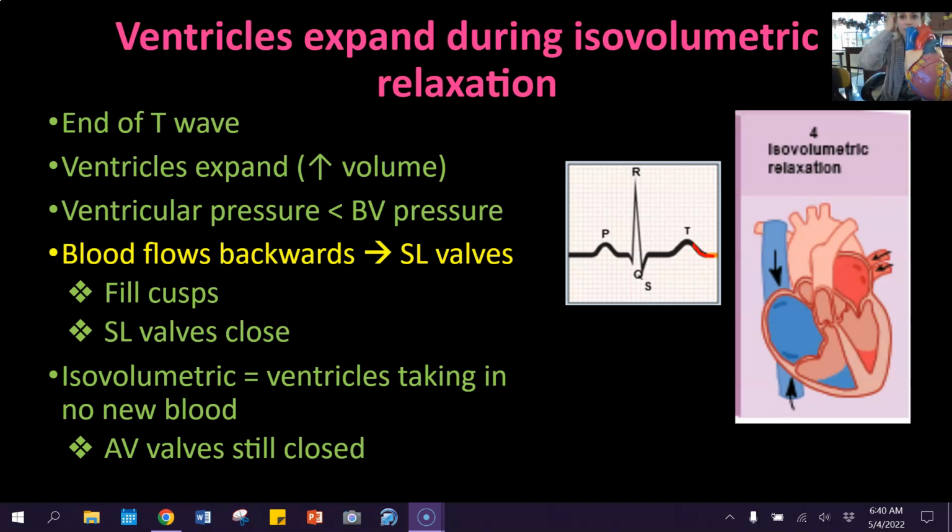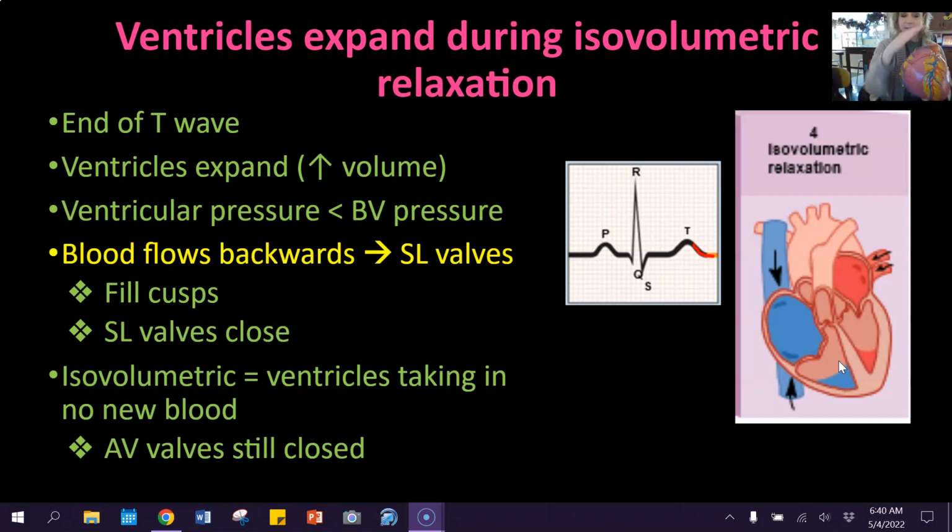During this phase, during isovolumetric relaxation, as I said, our ventricles are going to relax and the pressure in the ventricles drops. And when that happens, any blood that's left in our aorta is going to fall back down, just from the force of gravity. And when it does, it's going to fill the cusps that create the semilunar valve and push them down and force them closed. Those cusps are going to fill with blood.